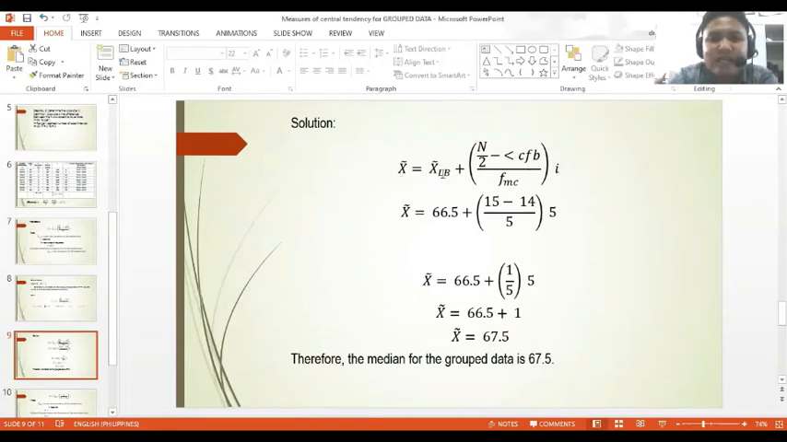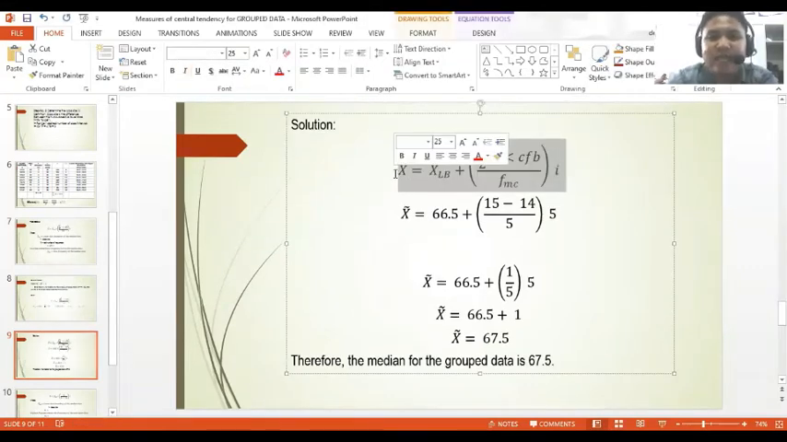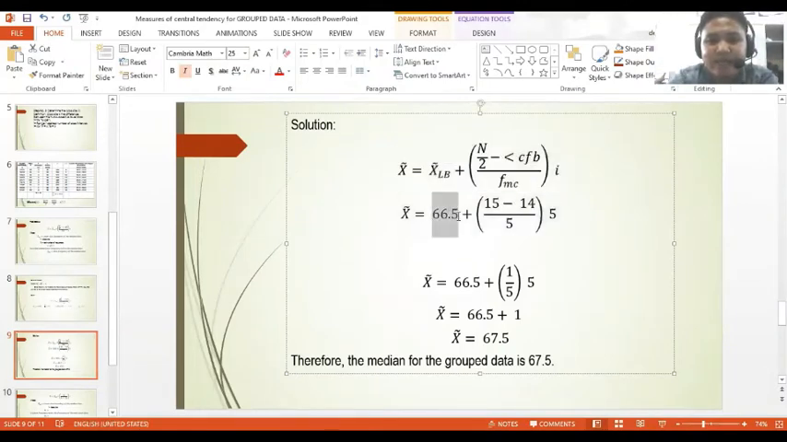So lahat ng given natin doon, gamitin mo na yun siya lahat-lahat dito. So ang lower boundary natin dito is 66.5. Tapos yung median natin kanina na sinolve kanina na n divided by 2, that is 15 minus the less than CF natin, which is 14 kanina na given. And yung frequency natin is 5. Tapos yung class size natin is 5 din.